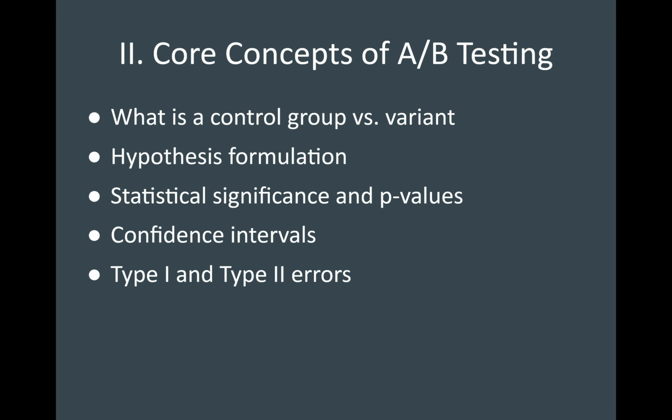Then there are confidence intervals, which indicate the reliability of an estimate such as conversion rate or uplift. And then there are type 1 and type 2 errors. Type 1 is a false positive while type 2 is a false negative. Both can mislead the result.